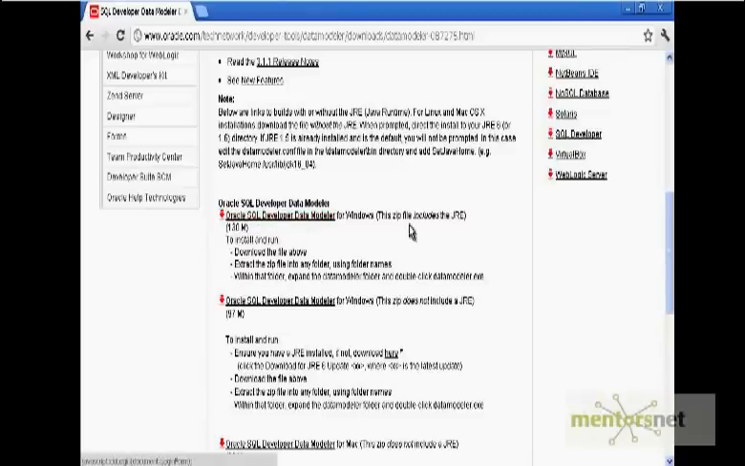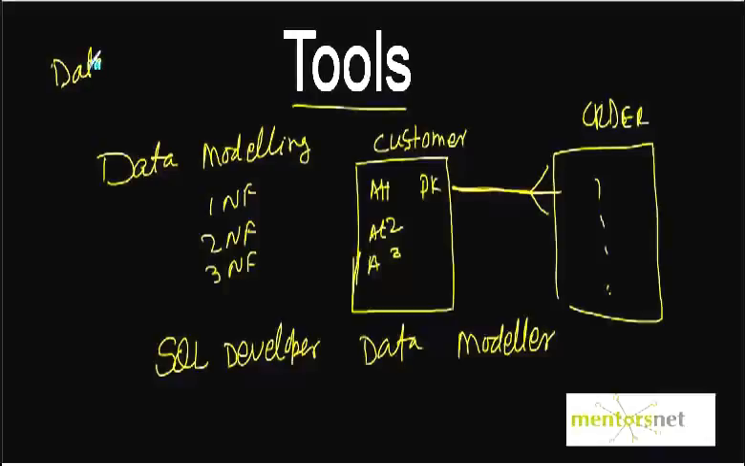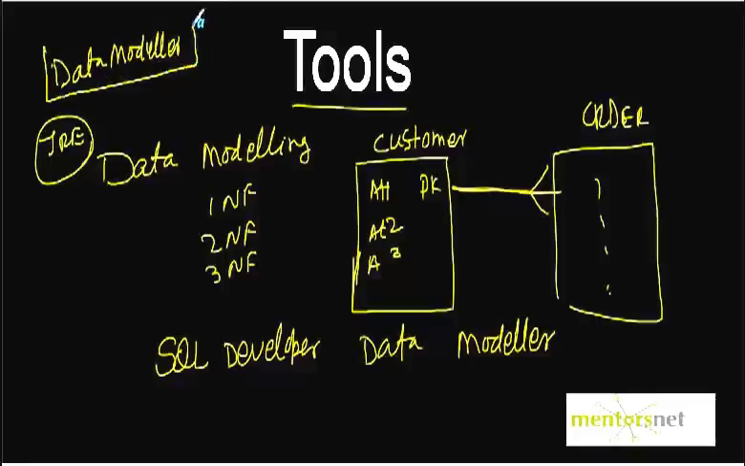And remember, you choose the one that includes JRE. If you do not have JRE on your machine already, then you have to choose this one. The reason is that this data modeler is a Java application, and this Java application needs JRE to run. Oracle also comes up with a version of data modeler which does not have JRE. So if you download that version, make sure that you have Java already installed on your machine, otherwise it's not going to work.